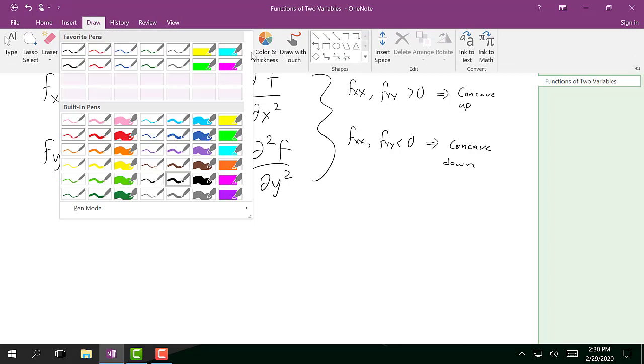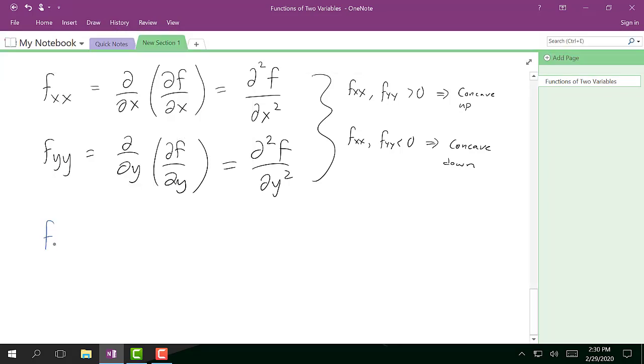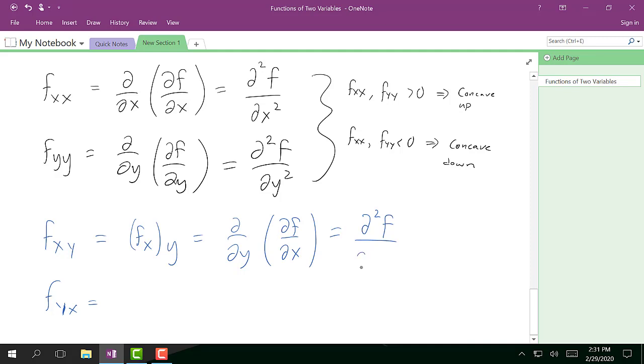Before we move on, let's talk about a special case, f x y and f y x. So here what we have is, first we have the function f, its derivative with respect to x, and then we take the derivative of that function with respect to y. So we have the partial derivative with respect to y, this operator outside, because we're taking the partial derivative with respect to y of this right here. And so we write that as partial squared of f over partial y partial x.